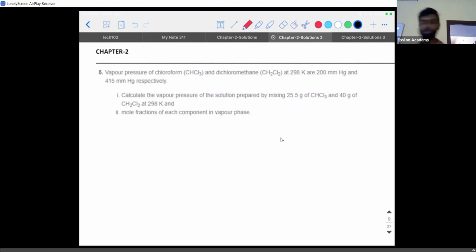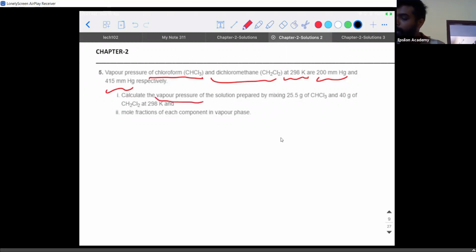So the vapor pressures of chloroform, that is CHCl3, and dichloromethane at 298 Kelvin are this much. Again, what is given? PA naught and PB naught, that is the pure vapor pressures of chloroform and dichloromethane. Now what they are asking is to calculate the vapor pressure of the solution prepared, that is P total. Vapor pressure of solution means total vapor pressure.